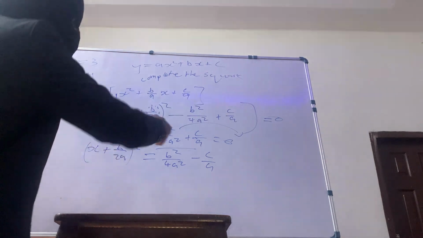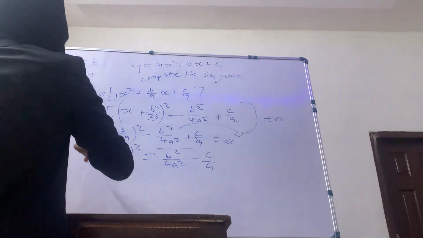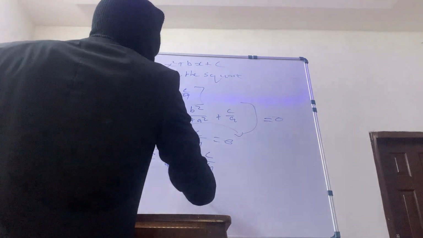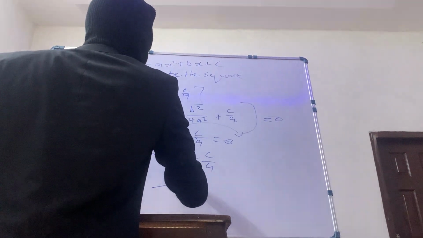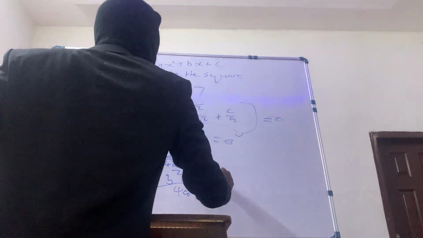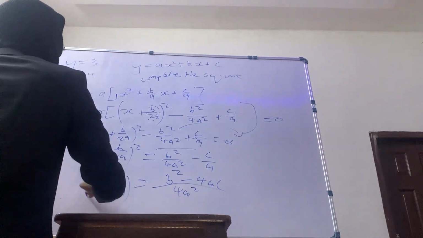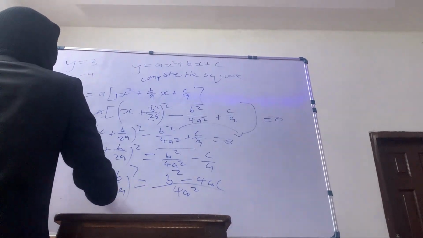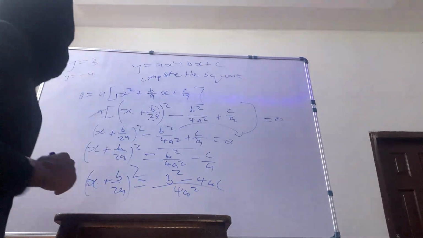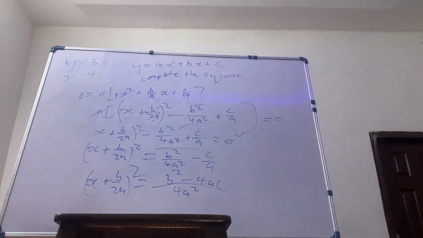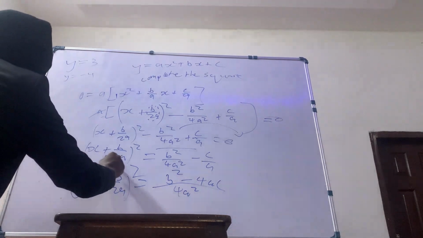Okay. So now, we can just say the common factor here is 4a squared, right? 4a squared, and then it's going to be b squared minus 4ac, is equal to x plus b over 2a bracket squared. Something like this. Beautiful. Okay. Now we are going to square both sides.